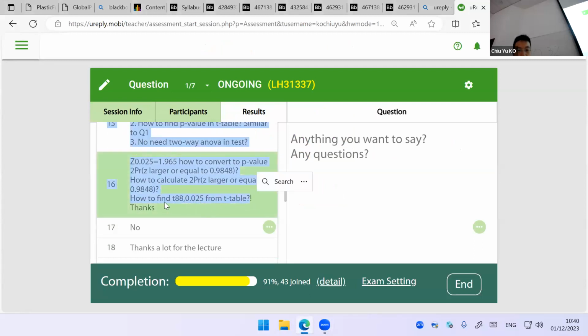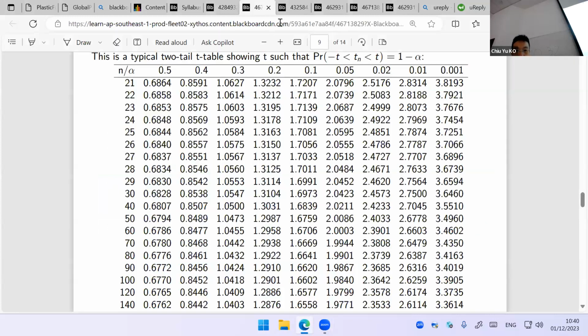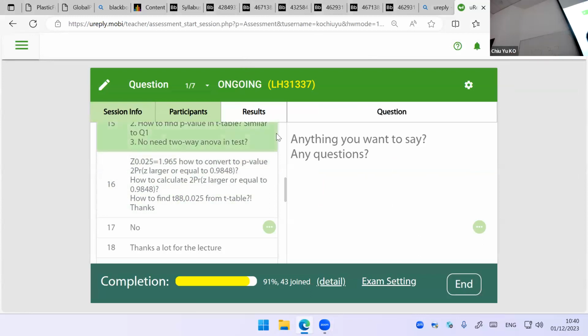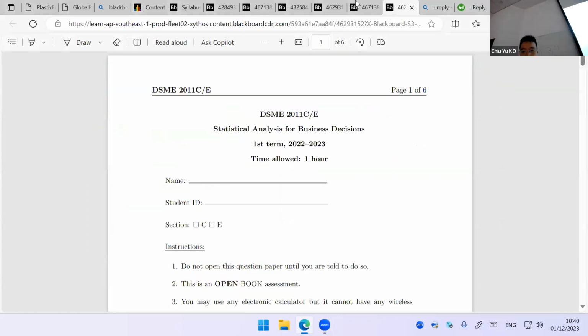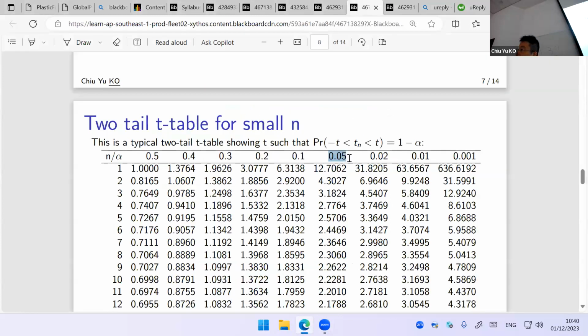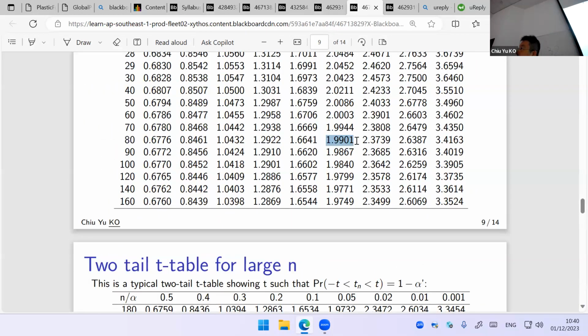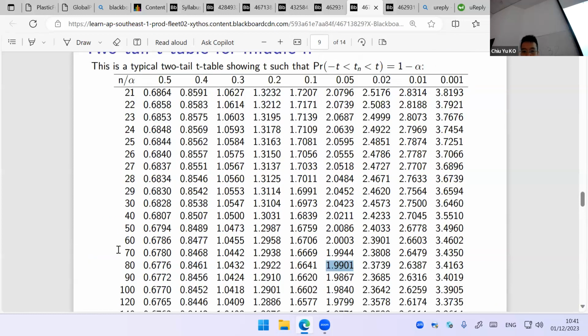How do I find T88 from the table? Like this. The question is T88.025, so the right-hand side 0.025, which means 5% in total. So how to pick it up: 5% here, this column. Go to 88. I don't have it, so look up 80 and then you're done. Look up the 80 one because you don't have 88, so look at the smaller one.